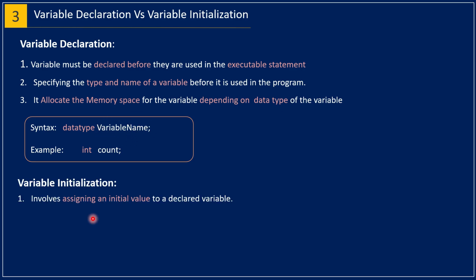Now we'll understand what variable initialization is. Variable initialization means assigning an initial value to the declared variable. Here is an example: int count = 12. What we have done here is declare a variable and initialize it at the same time. We have assigned the value 12 to the variable count in the same line.